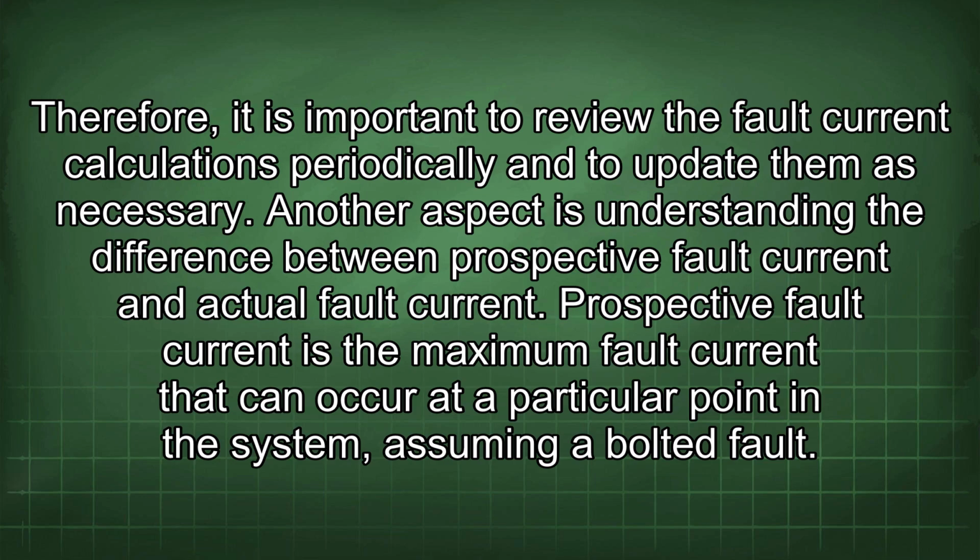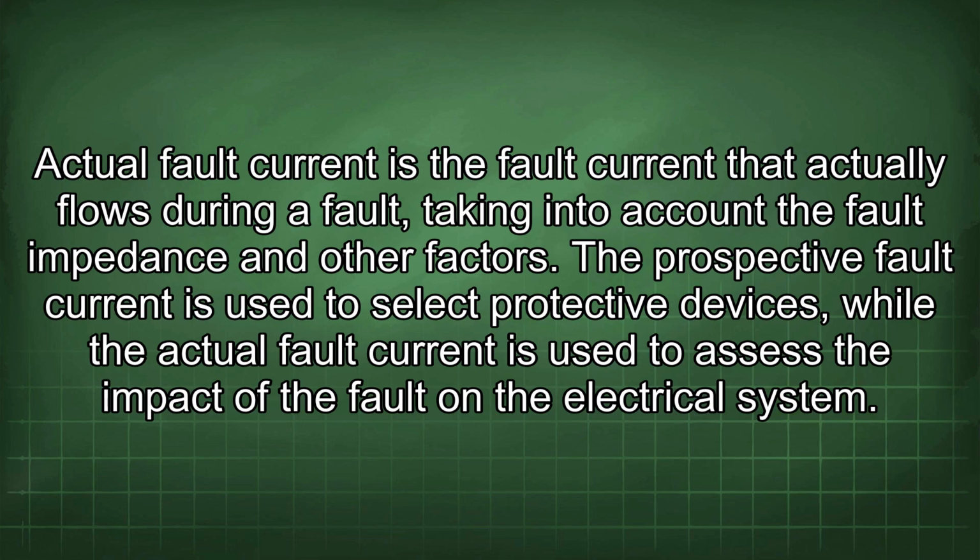Another aspect is understanding the difference between prospective fault current and actual fault current. Prospective fault current is the maximum fault current that can occur at a particular point in the system, assuming a bolted fault. Actual fault current is the fault current that actually flows during a fault, taking into account the fault impedance and other factors. The prospective fault current is used to select protective devices, while the actual fault current is used to assess the impact of the fault on the electrical system.